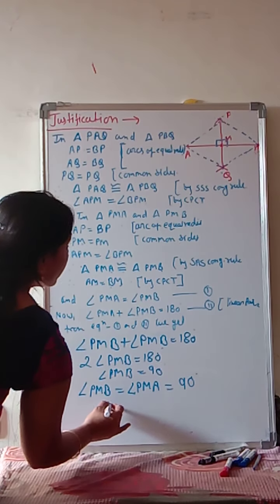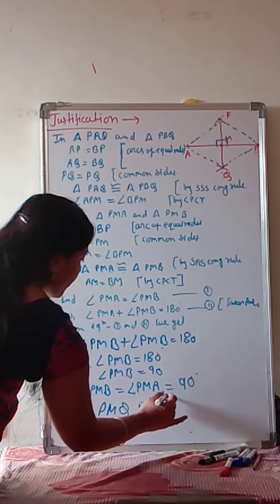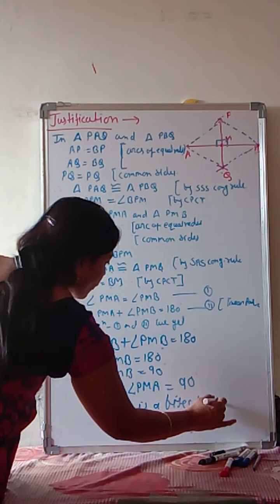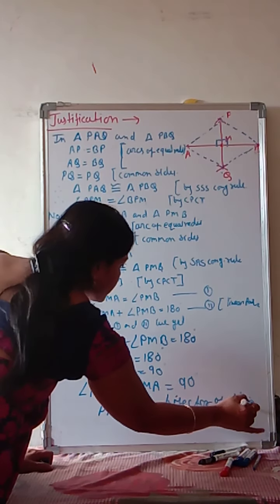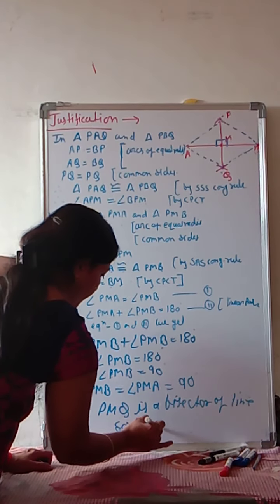So PMQ is a bisector of line segment AB.